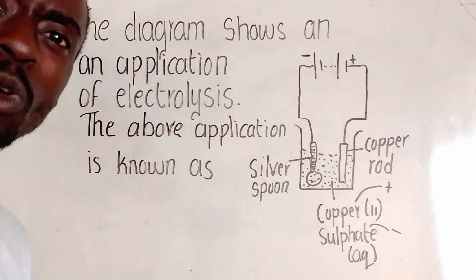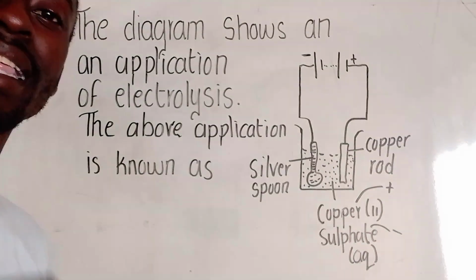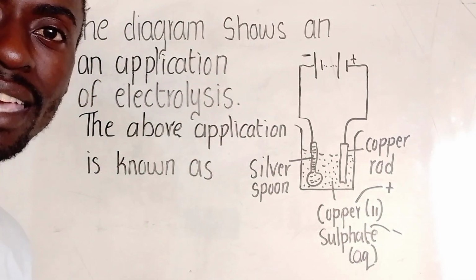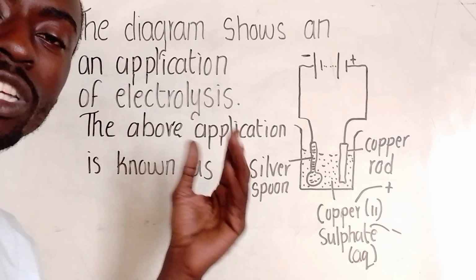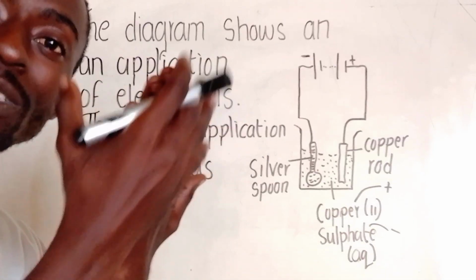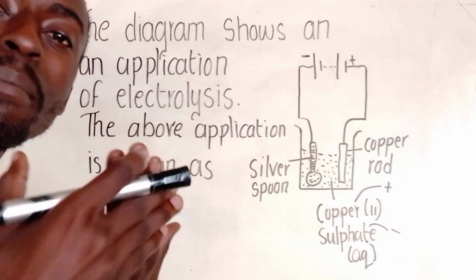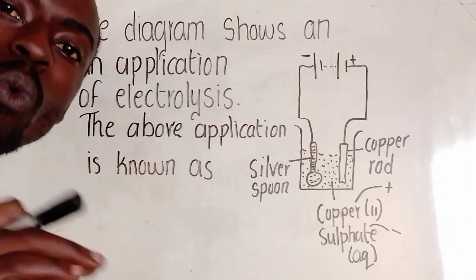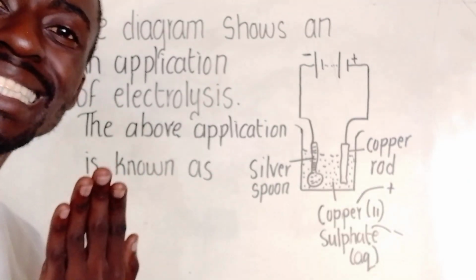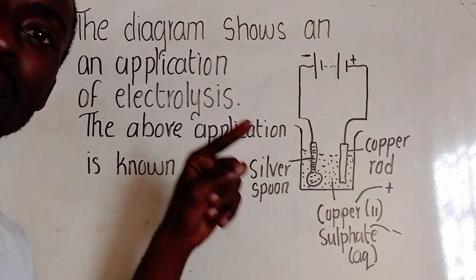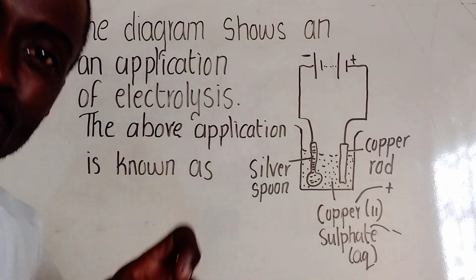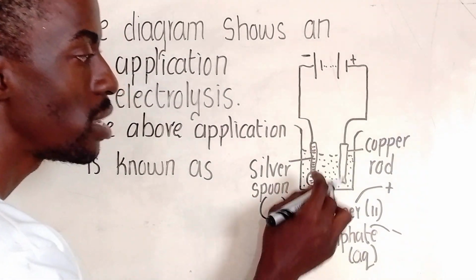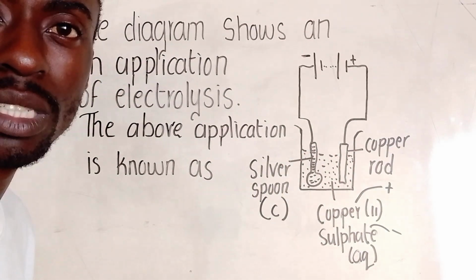Now you must know something here. The object which is being electroplated here is the spoon. So in short, we're given a spoon and we want to coat the spoon with another metal, in simple terms. The one being electroplated is the spoon. Now the spoon is always connected to the cathode. So this plate is the cathode.